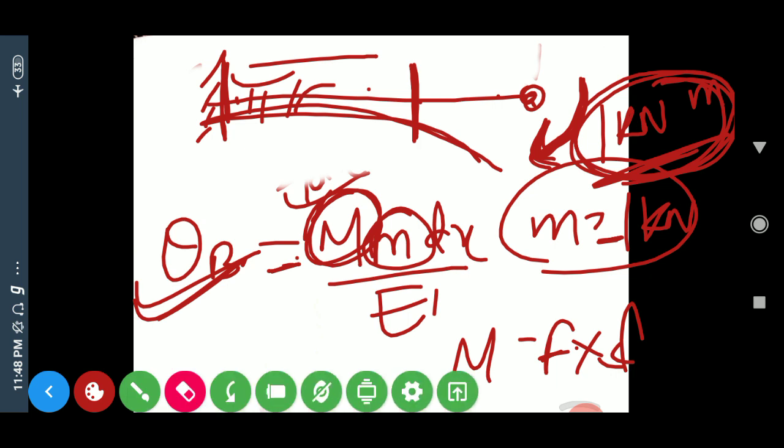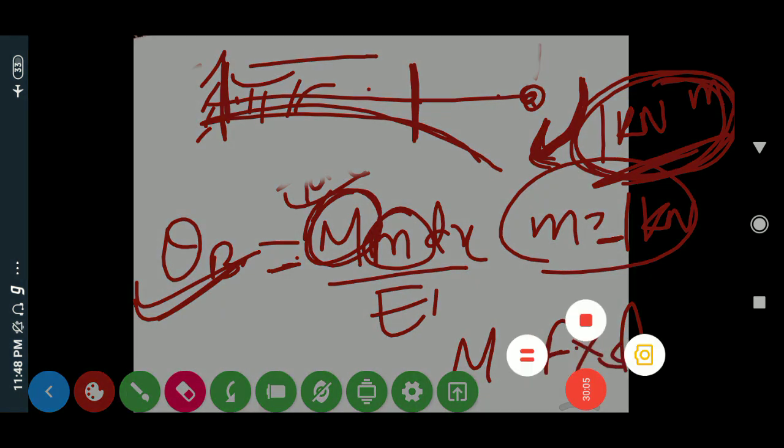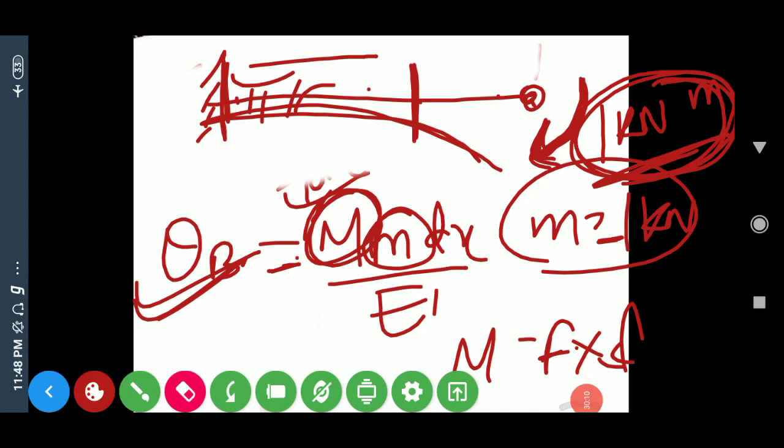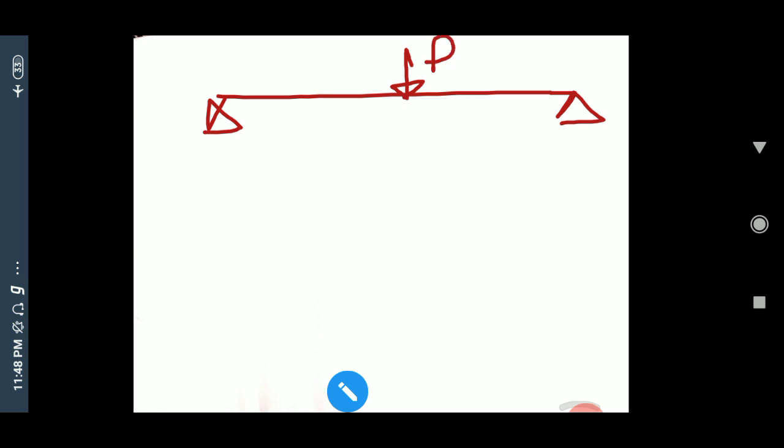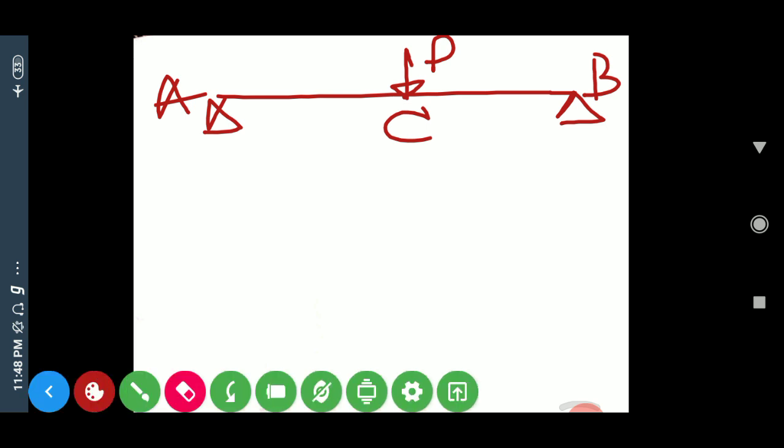Okay, so in this manner we find the slope and deflection using the unit load method. Okay, let's proceed further with example number 2. If we have a simply supported beam and a point load P is acting over here, this point is A, this point is B, and this point is C. So this beam will bend in which manner?